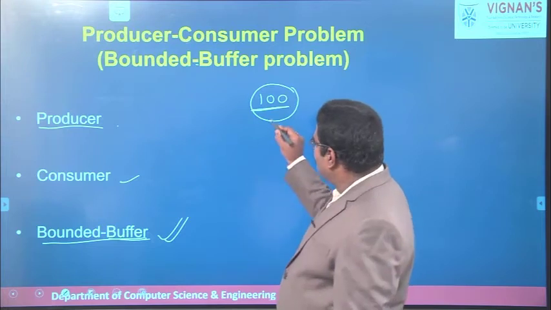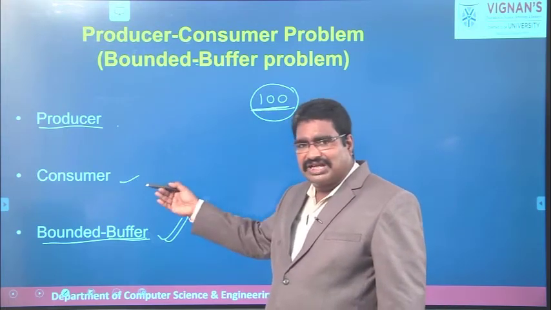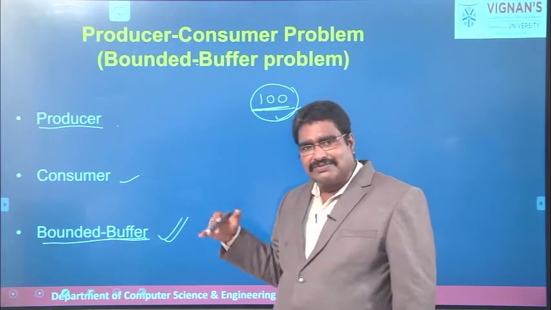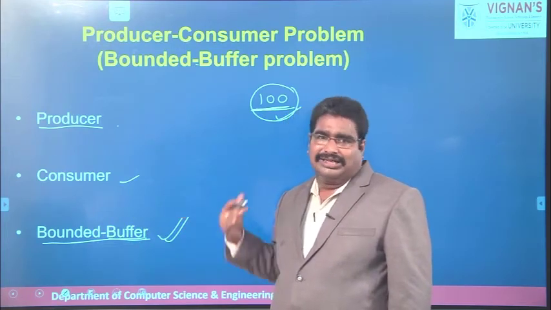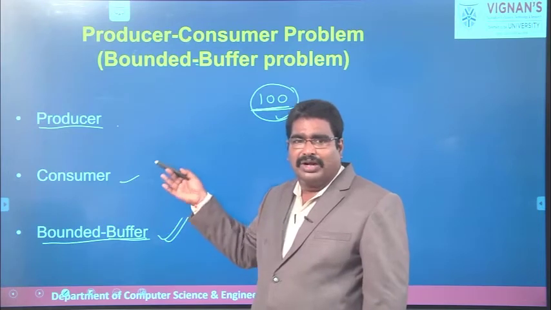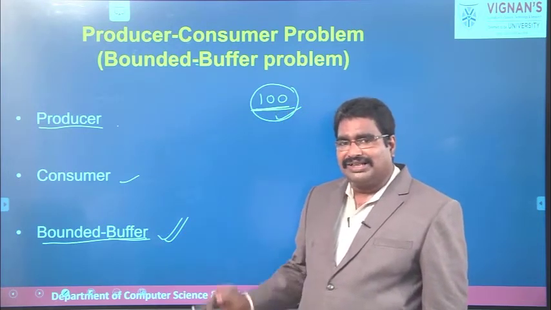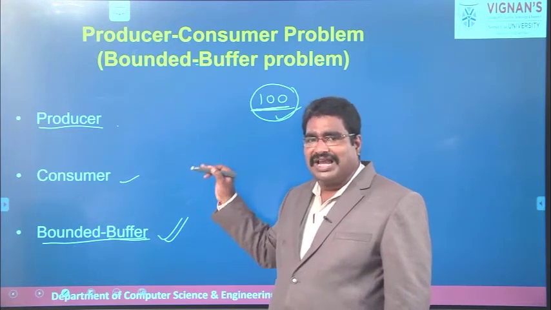For example, the producer produced 100 items and the consumer takes the first item, second item and so on, until he takes the 100th item. So whatever items are placed by the producer in the buffer, the consumer takes all the items. After completion of the 100th item, the consumer wants to take one more item. If there is no item available in the buffer, automatically the consumer needs to wait until the producer places the item into the buffer.